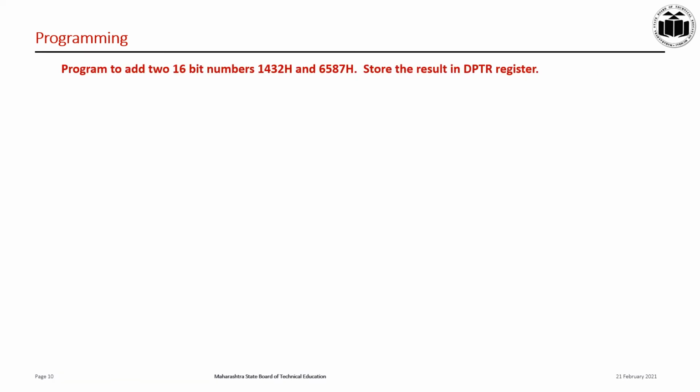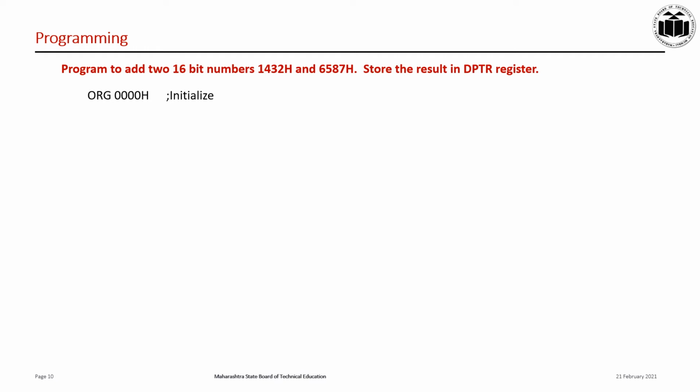Next program is to add two 16-bit numbers 1432H and 6587H and store the result in DPTR register. For addition of 16-bit numbers, first we have to add lower byte and then higher byte.